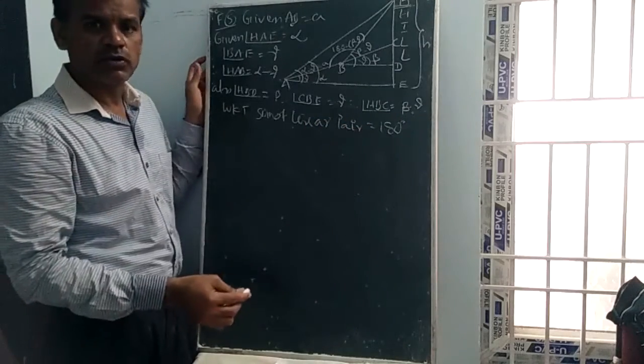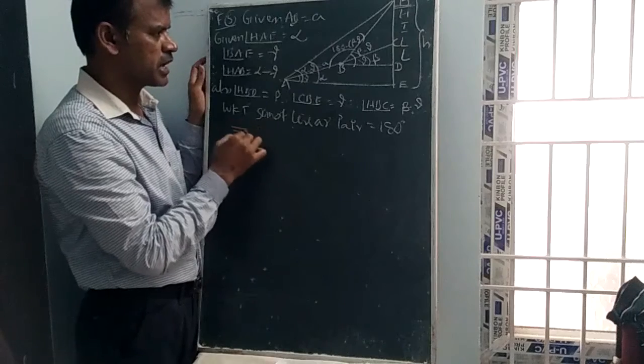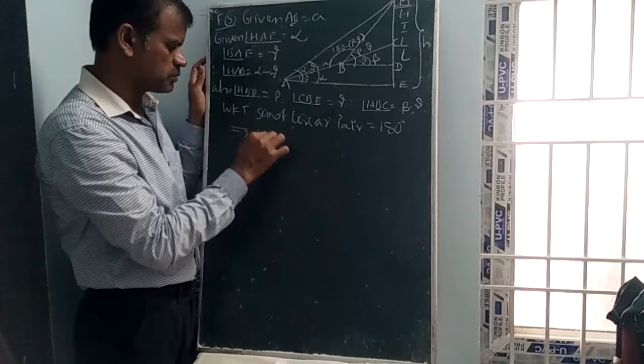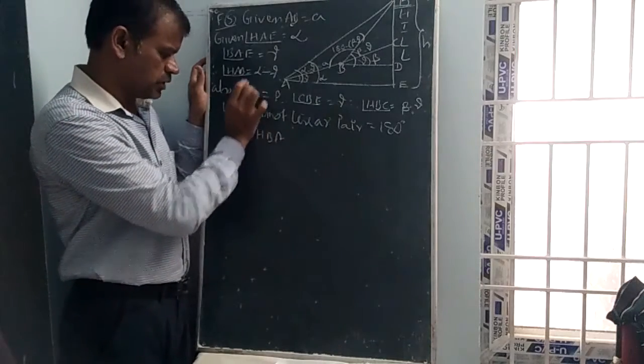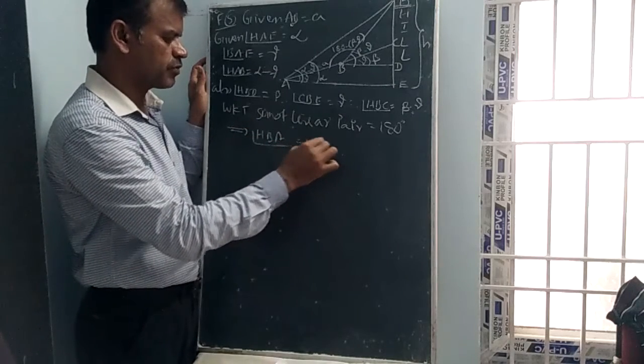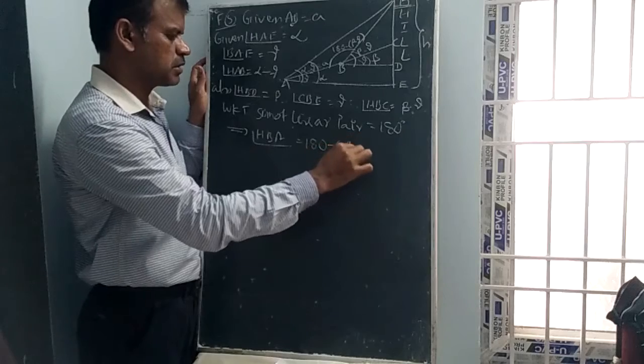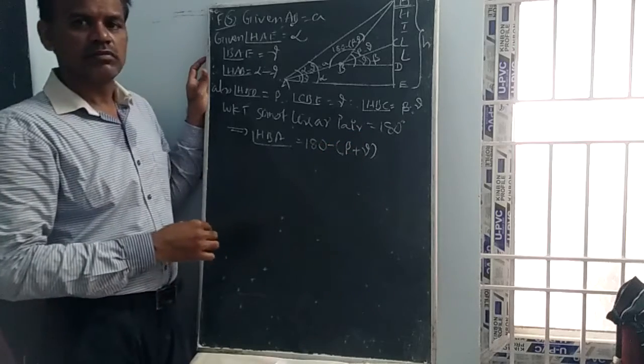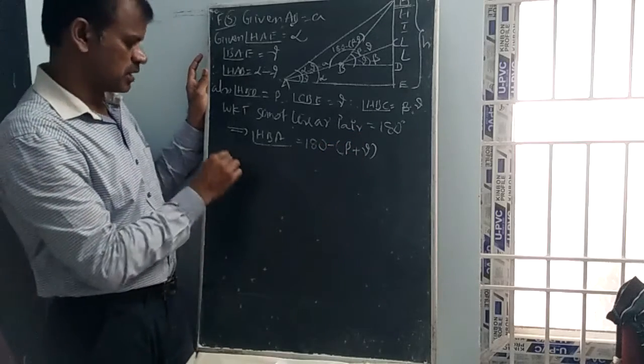Sum of linear pair equal to 180 degrees. That implies angle HBA becomes 180 minus of beta plus gamma.